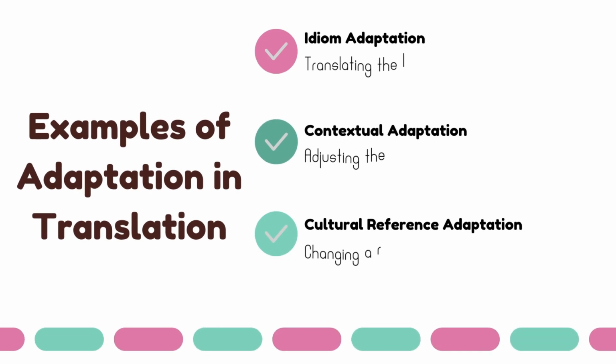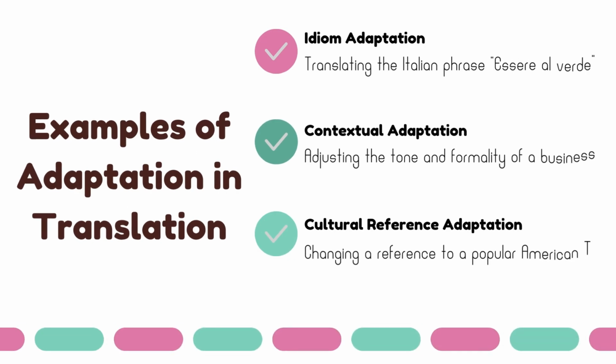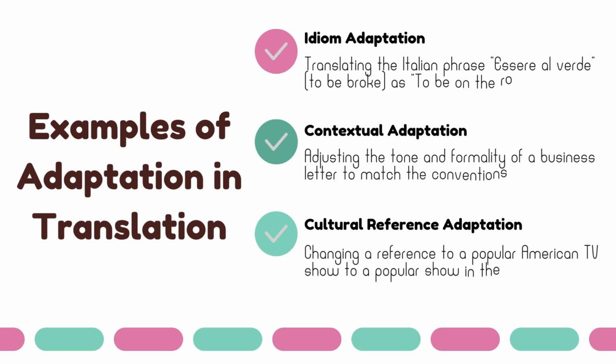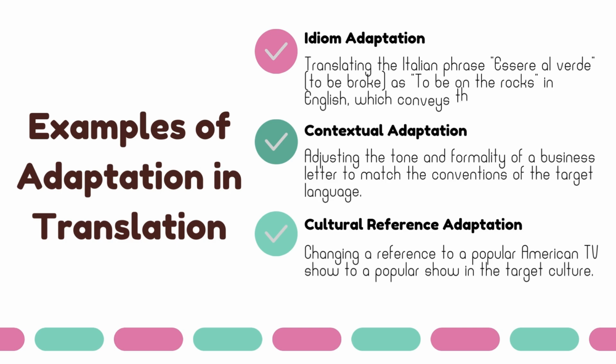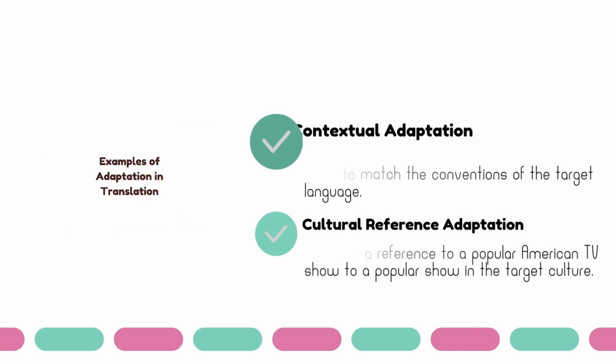Examples of adaptation in translation. Idiom adaptation: translating the Italian phrase "essere al verde," to be broke, as "to be on the rocks" in English, which conveys the same meaning. Contextual adaptation: adjusting the tone and formality of a business letter to match the conventions of the target language. Cultural reference adaptation: changing a reference to a popular American TV show to a popular show in the target culture.